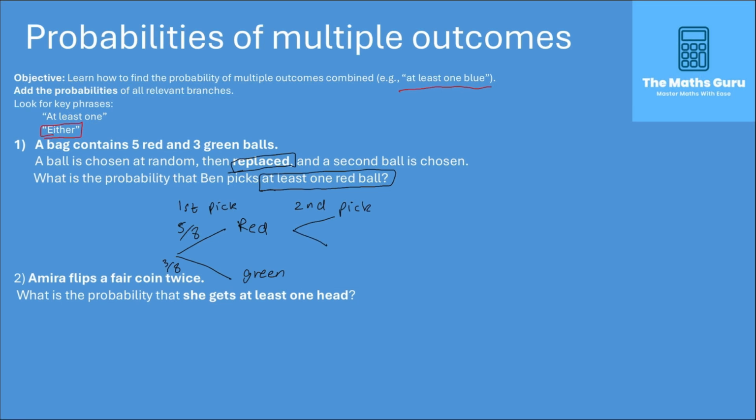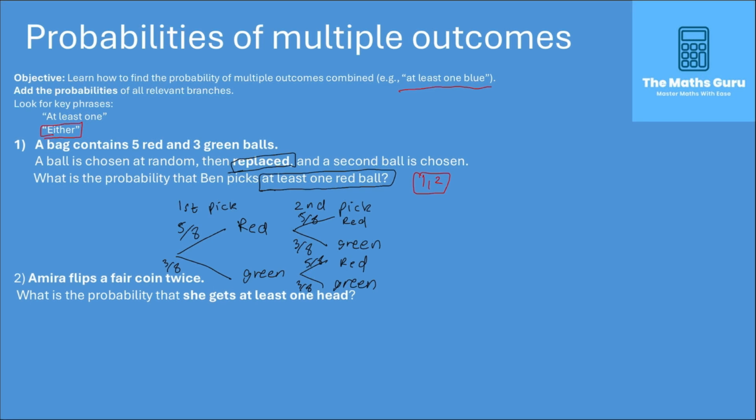Then remember, the ball is replaced. So say I take a red ball out, I put a red ball back into the bag to make it the exact same as before I picked the first ball. So the probabilities are going to remain the same, say 5/8, 3/8 here, 5/8 and 3/8 here. We have red and green here once again. So we need to find the probability that Ben picks at least one red ball. So at least one means we can choose one, or you can also choose 2 red balls, right?